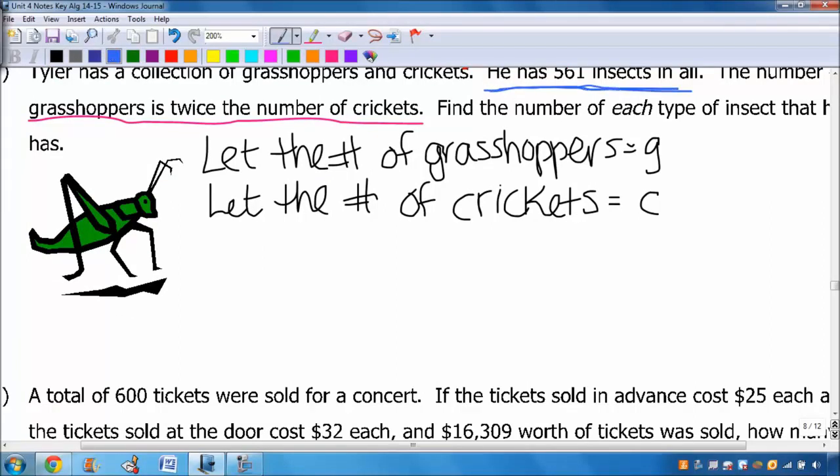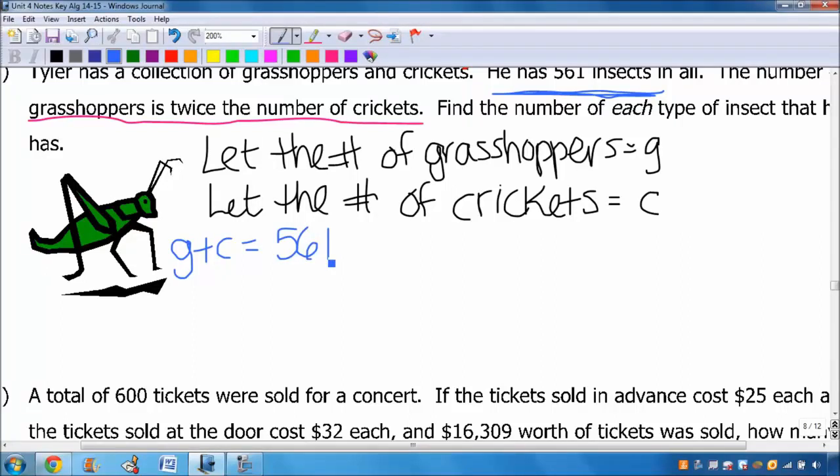So, see how this is color-coded blue? I'm going to write my equation in blue. That means what this is saying. This is just saying that G plus C equals 561. Okay? And then it says that the number of grasshoppers is twice the number of crickets.